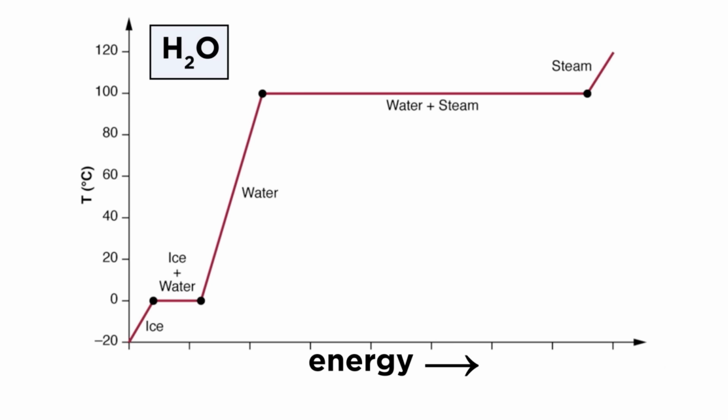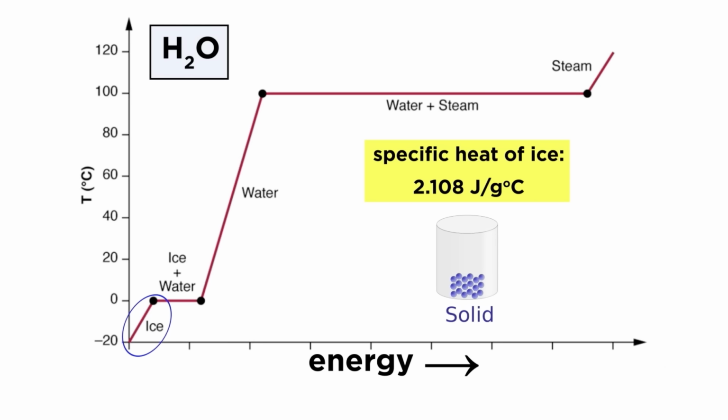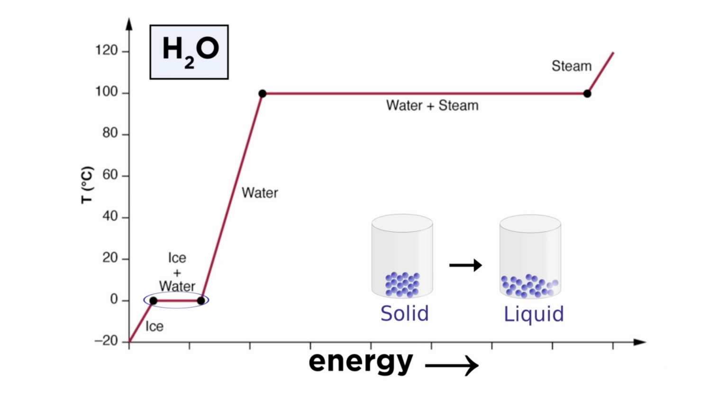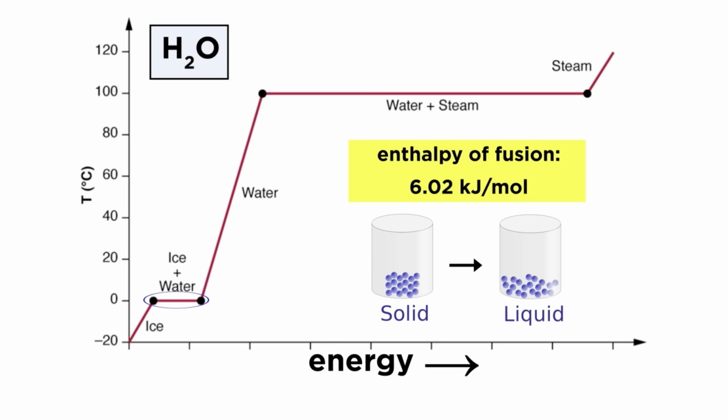Let's look at this heating curve for water. We can see here that solid water, or ice, will heat at a certain rate because ice has a particular specific heat. Then, once the melting point is reached, additional heat will go towards melting the sample until it is completely in the liquid phase. Notice that the temperature does not rise during this portion because the heat energy is going towards overcoming the lattice energy of ice rather than heating the sample. The heat associated with this specific phase change from solid to liquid depends on the enthalpy of fusion for water.